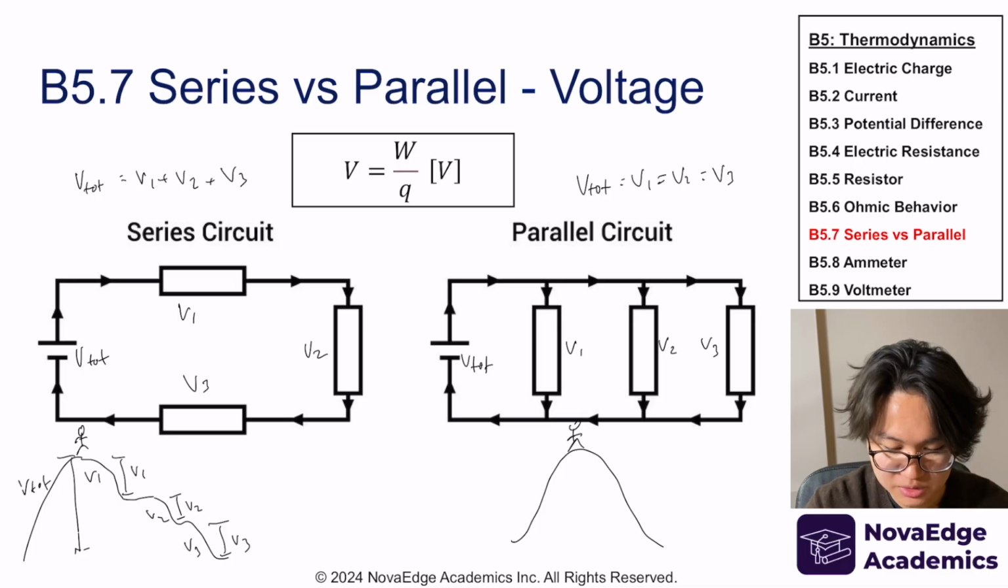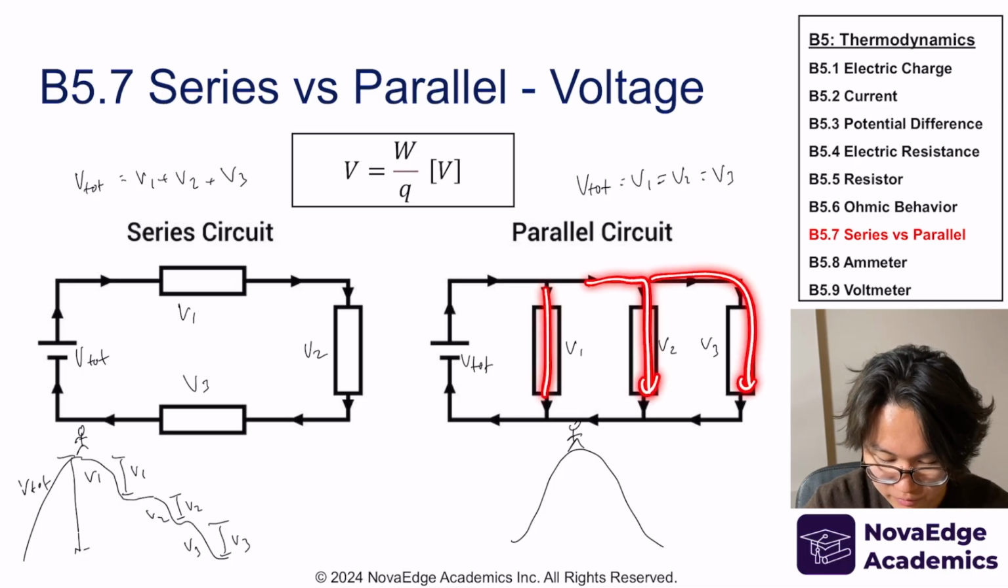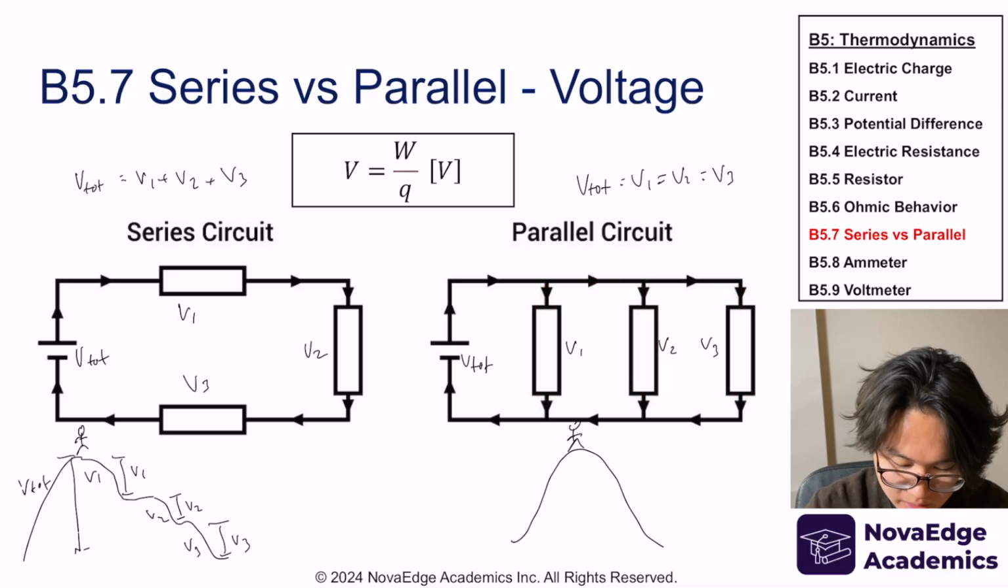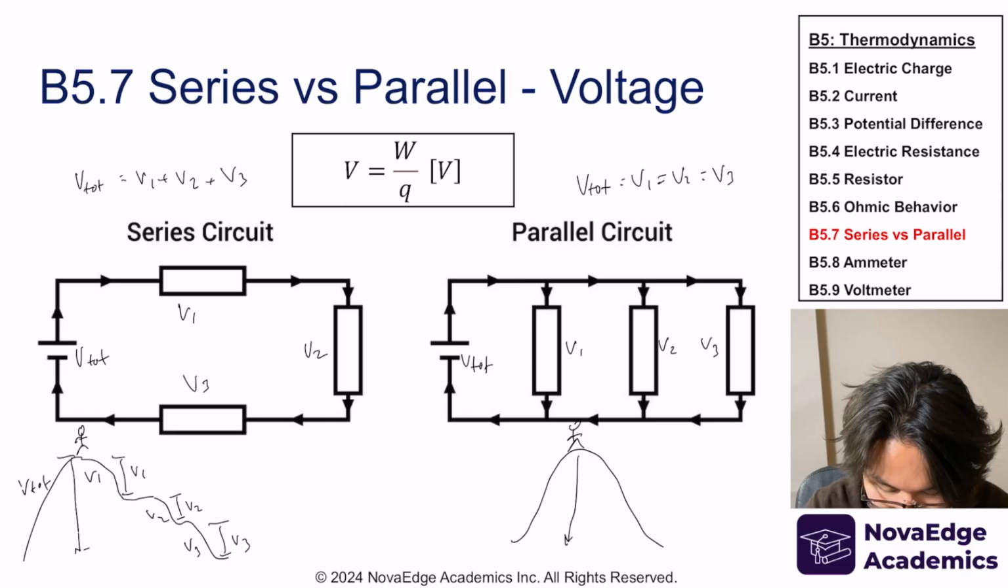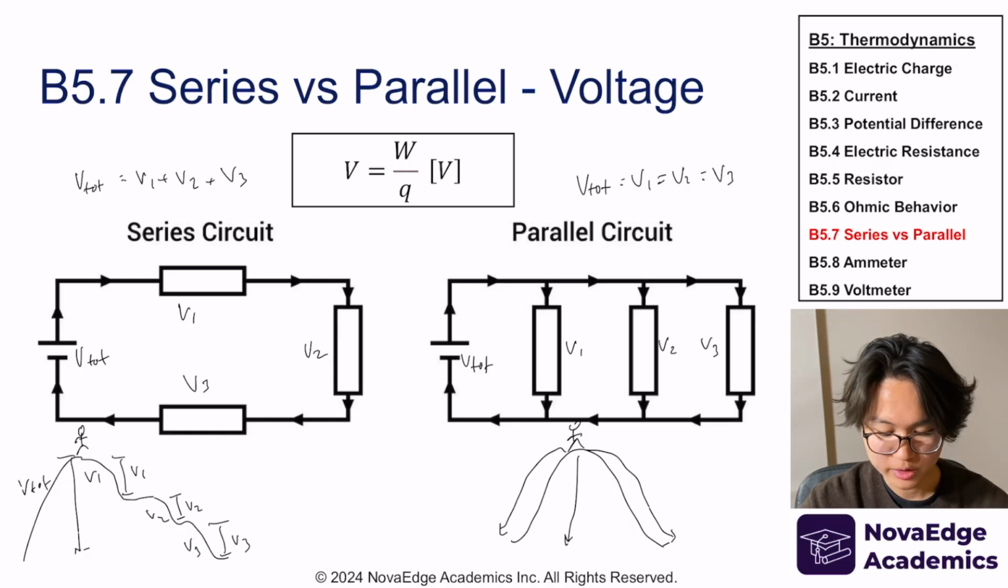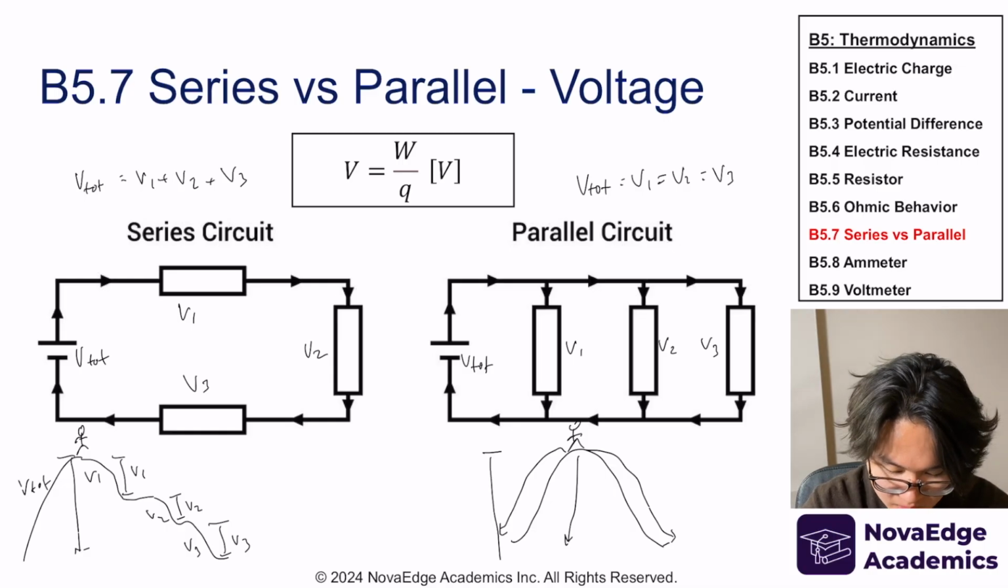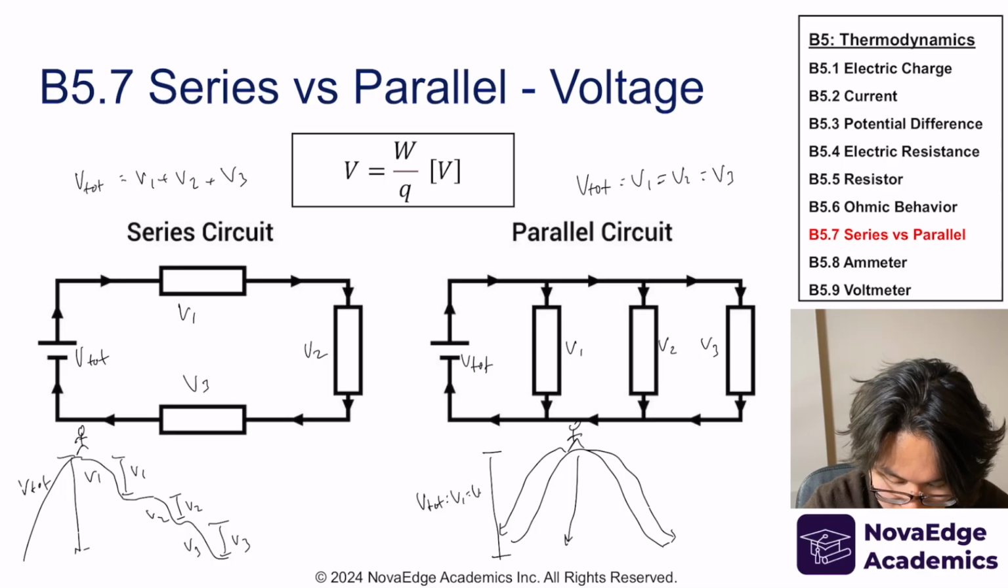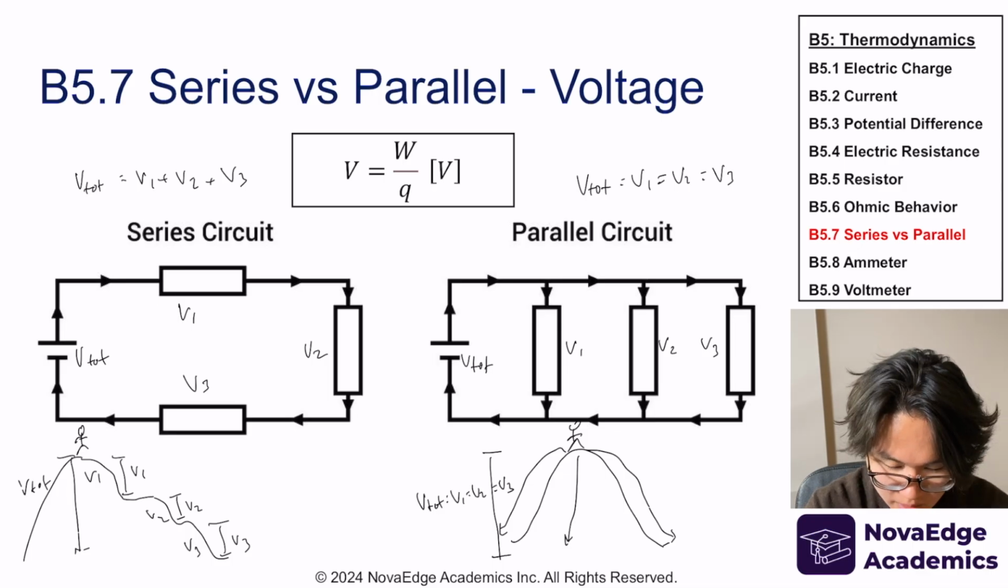I'm essentially going down in 3 different ways that I want. So I can go down this way, I can go down this way, and I can go down this way, right? Whatever pathway I take, the potential difference is the same. So V total is equal to V1, which is equal to V2, which is equal to V3. Either way, the pathway is the same.